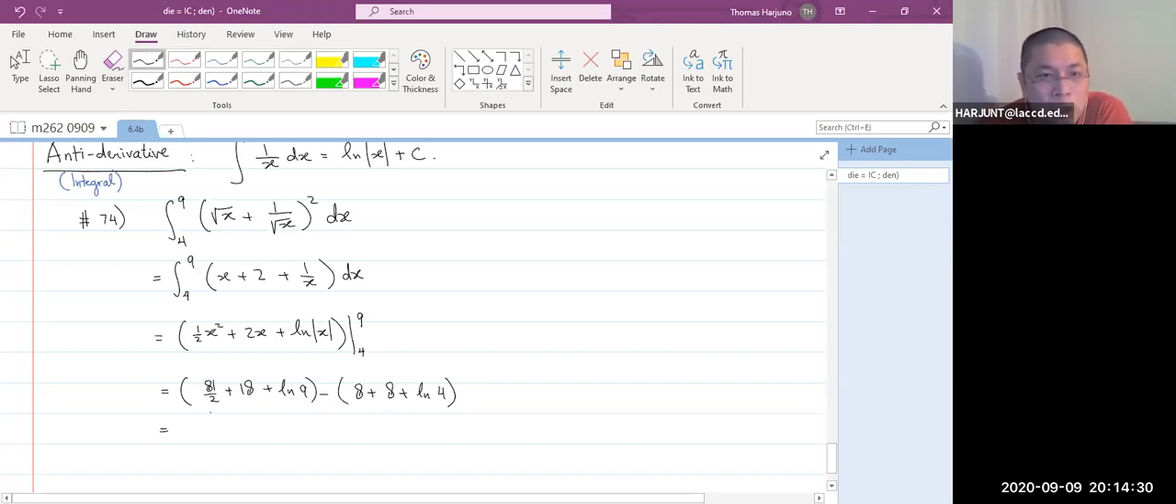Let me just compute it then. So what's that? 40.5. 40.5, that's 32.5 plus 10, that's 42.5 plus ln 9, that's 2 ln 3 minus 2 ln 2.